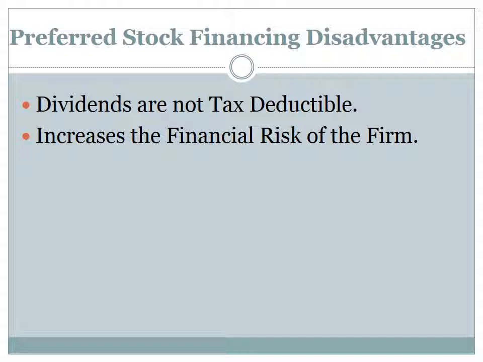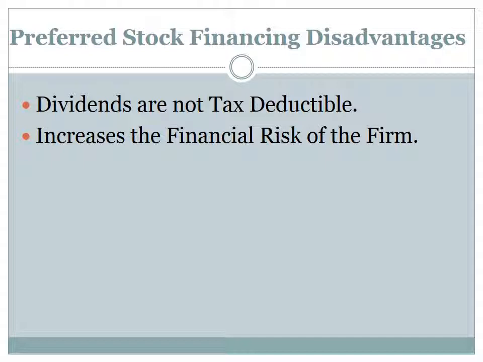Disadvantages: again, it's expensive because the dividends are not tax deductible, although it's not quite as expensive as new common stock, because preferred stock is considered to be safer than regular common stock from a shareholder's perspective. If the firm goes bankrupt, it's your bondholders that have first claim on assets, then your preferred stockholders, and then your common stockholders.